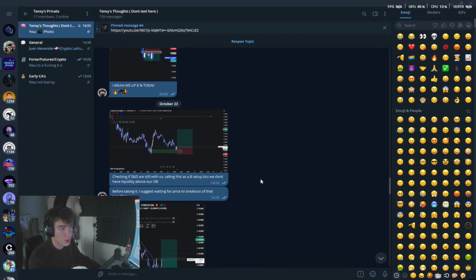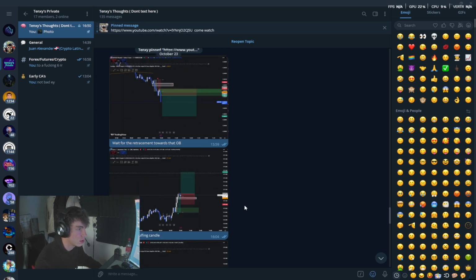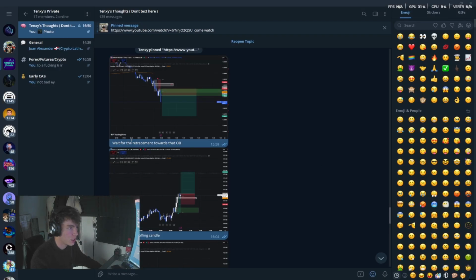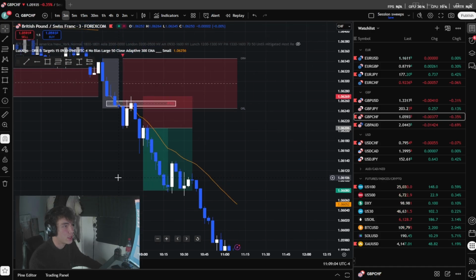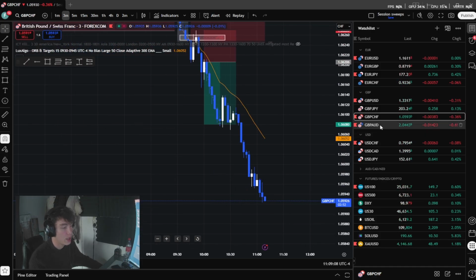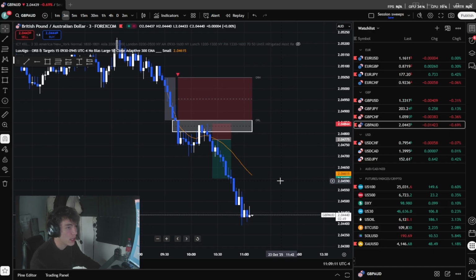And as you can see, this one was called in the chat itself on GBP CHF, right over here. And I said, wait for the retracement towards that order block. And right, as you can see, we had a retracement towards the order block, and then we had a stronger sell down. Then our last call was GBP AUD.